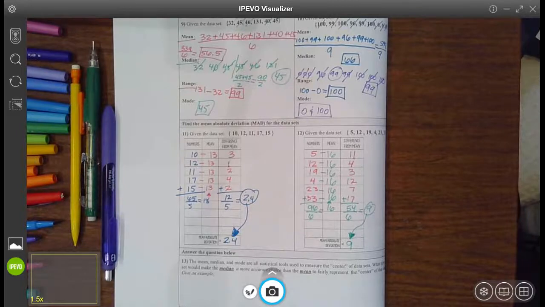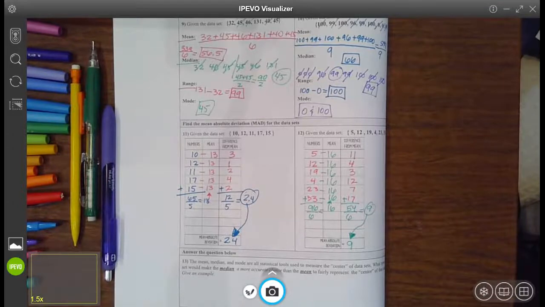Okay, the last question says the mean, median, and mode are all statistical tools used to measure the center of data sets. What type of data set would make the median a more accurate choice than the mean to fairly represent the center of that data set? So when should you use the median versus the mean? What do you think? Okay, and then try to come up with an example.